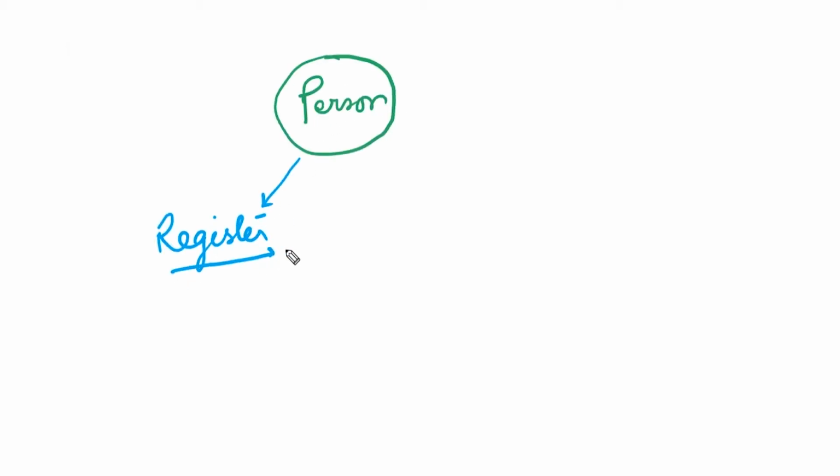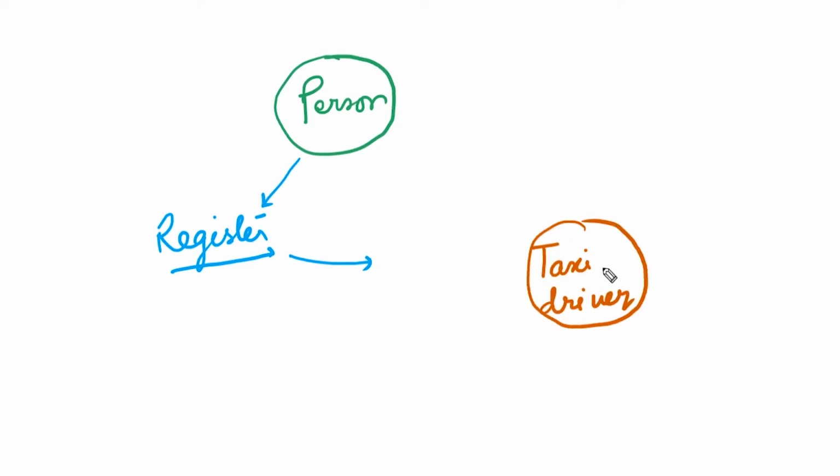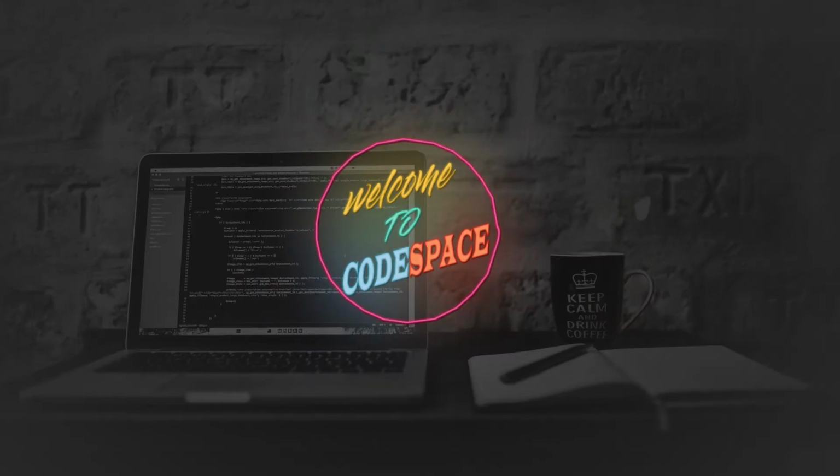In this tutorial, we will check how to register a person as a taxi driver using the adapter design pattern. Adapter pattern is a type of structural design pattern. Let's jump into code and check how we can implement the adapter design pattern.